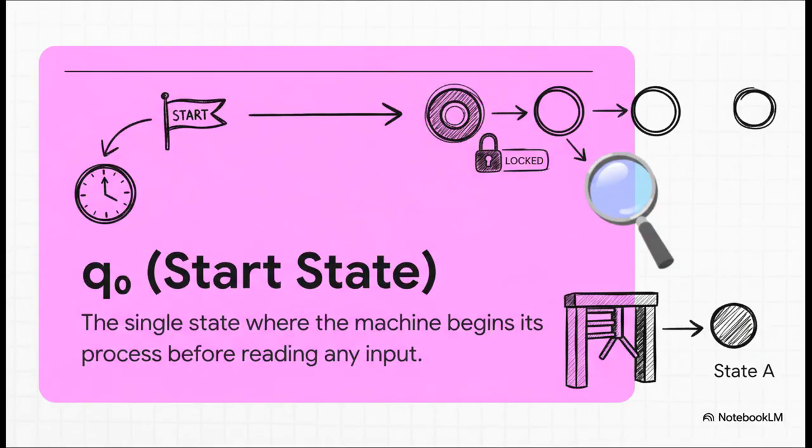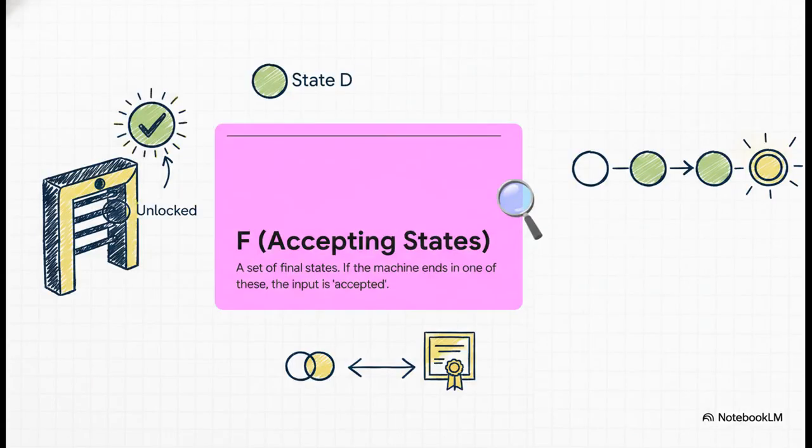Then we have q0. Easy one. Every machine has to start somewhere, right? Before it's seen any input, it's just sitting in its default state. That's all this is. Our turnstile, for instance, always starts out in the locked state. For this example, we're just saying it all begins at state A. Next up is F, and this one is really important. This is the set of final or accepting states. Think of this as the win condition. If the machine runs through all its inputs and lands on one of these states, we say the input was accepted. It was a valid pattern.